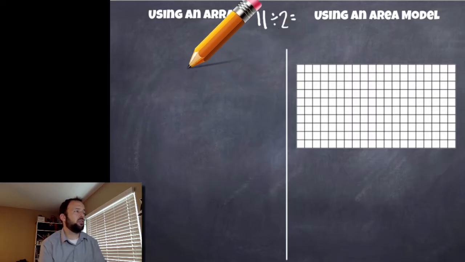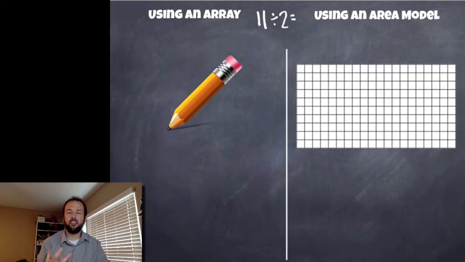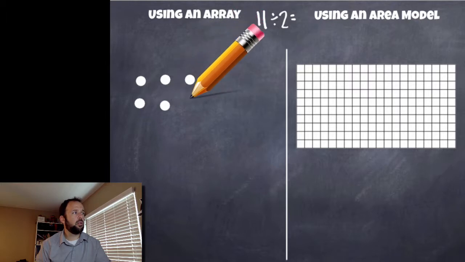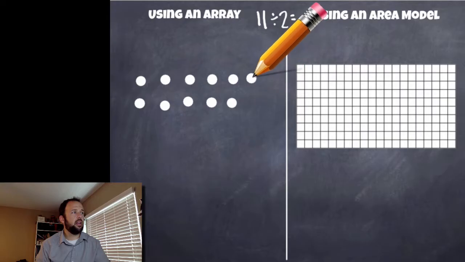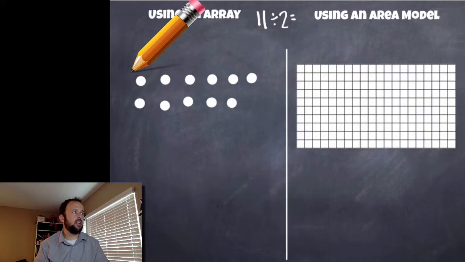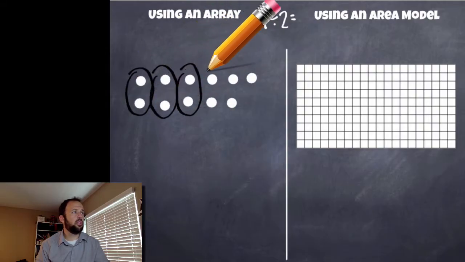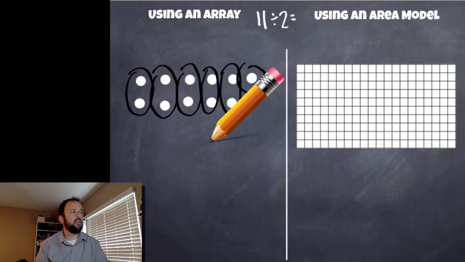So the first thing I'm going to do is that array model. But I'm going to represent my array model just using the measurement type of division, okay? Which means I'm going to count by groups of 2, okay? So we have 2, 4, 6, 8, 10, and then 11, right? That guy's going to be by himself. So if I looked at this, I would have 1, 2, 3, 4, 5, with a remainder of 1, okay?